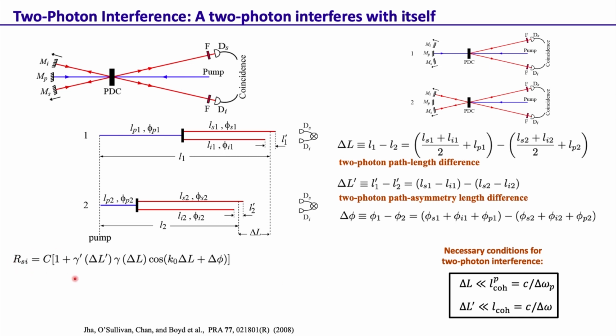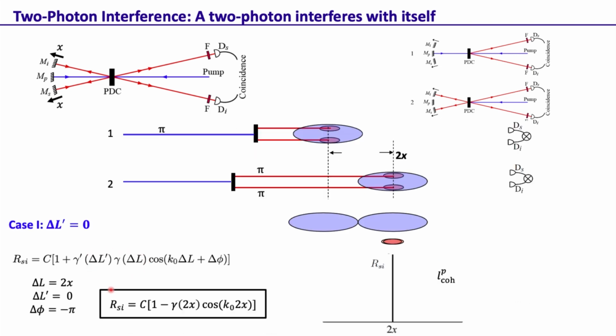So now we want to have a coherence packet representation for the interference that we see in this coincidence count rate. First we'll look at the effect just due to delta L, and then the effect just due to delta L prime. Again, we'll use this experimental setup itself, and we will change these mirror positions such that delta L prime remains 0.